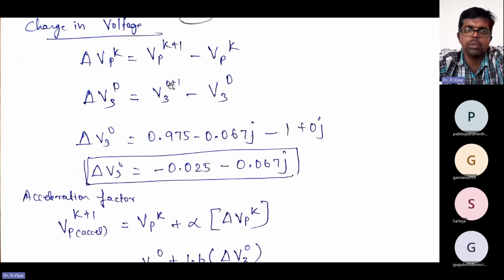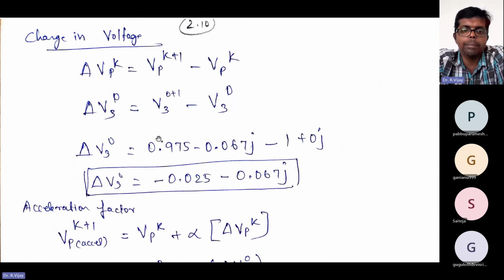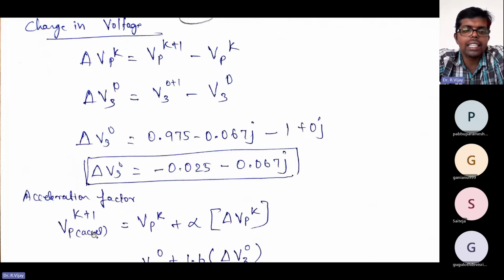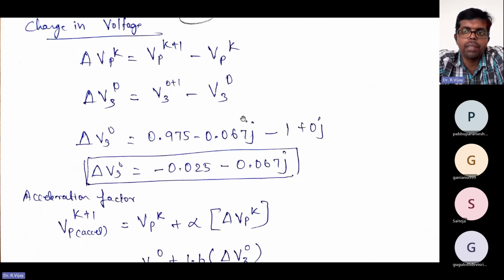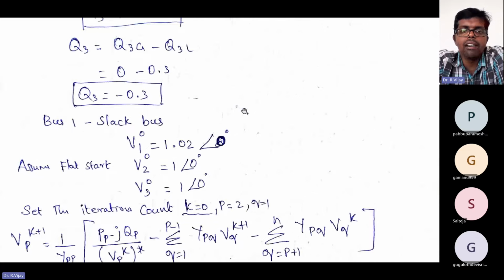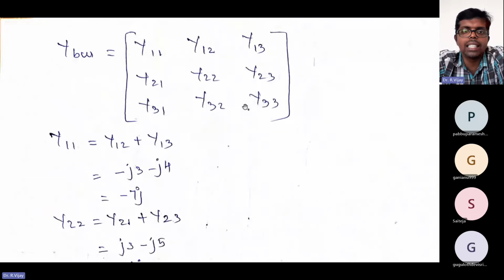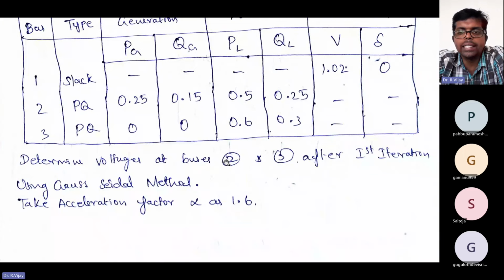V3 1, that voltage we have calculated, and the same thing, the change in the voltage, del V3, and the accelerated value, V3 1, has also been calculated. That is all they asked to calculate in the problem: determine the voltage at the second and third bus, by using the first iteration. They said to calculate the first iteration.